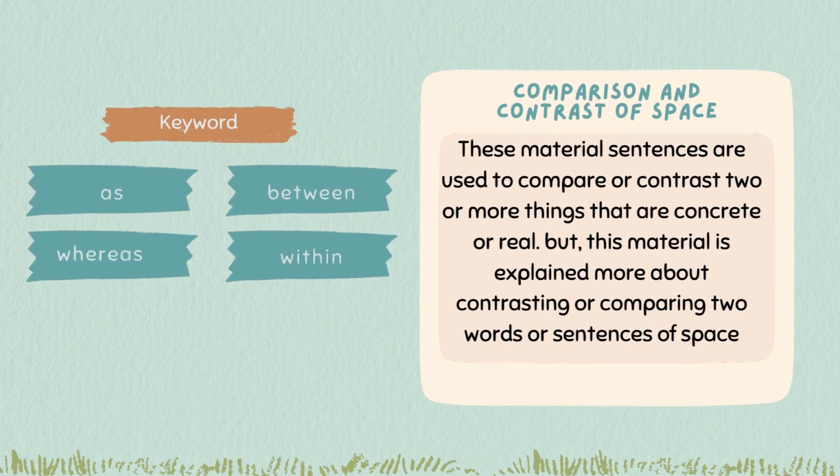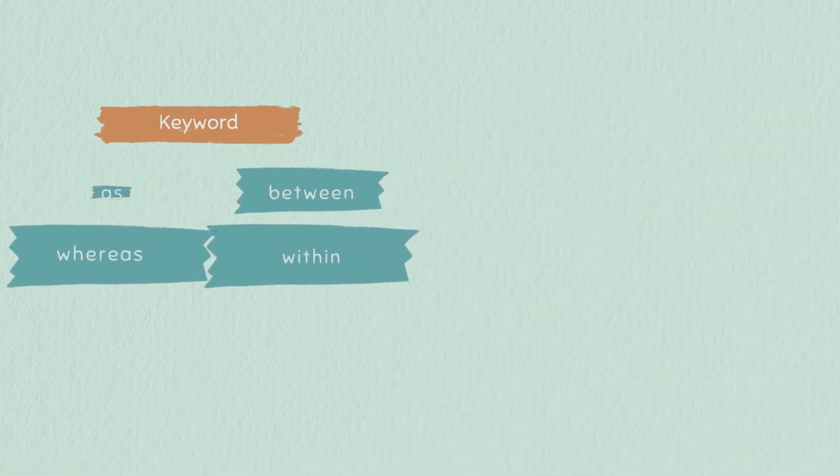So, in this material, we talk about comparison and contrast of space. These sentences are used to compare or contrast two or more things that are concept or real, but this material explains more about contrasting or comparing two words of sentence of space. And the keywords of this material are as, between, whereas, and within.